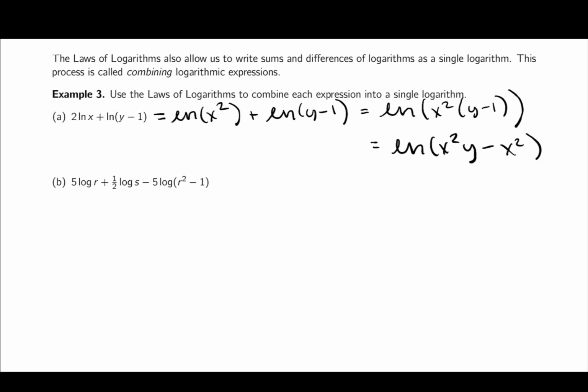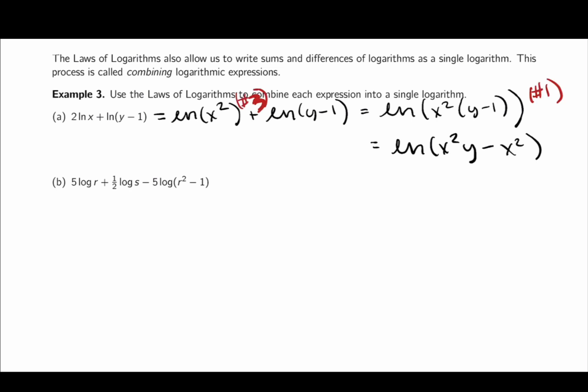We could choose to distribute the multiplication and write this as the ln of x squared times y minus x squared. It should be noted that we cannot use law of logarithms to do anything about the subtraction going on inside the argument of a logarithm. We do have a law of logarithm that pertains to subtraction, but it's the subtraction of two different logarithms, not the subtraction within an argument. So this is fully condensed, using both rules 3 and 1.